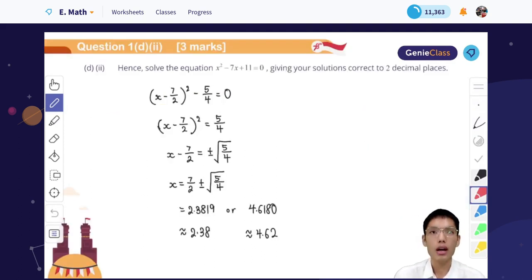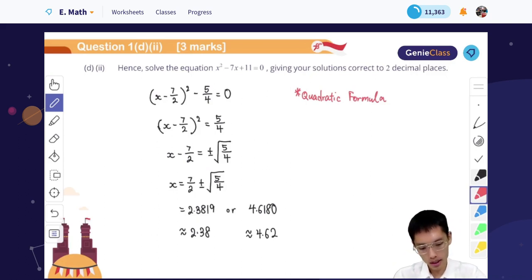So 1D part 2, hence when we solve, means we actually have to use the previous part. If you use the quadratic formula in this case to solve this question, yes, you will get the answer mark, number 1. But you will not get the full marks even though they are correct because of what word?